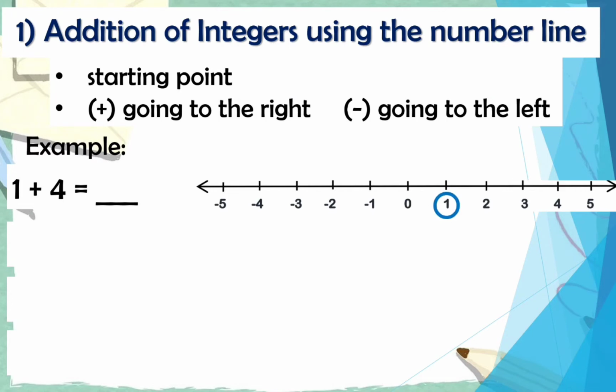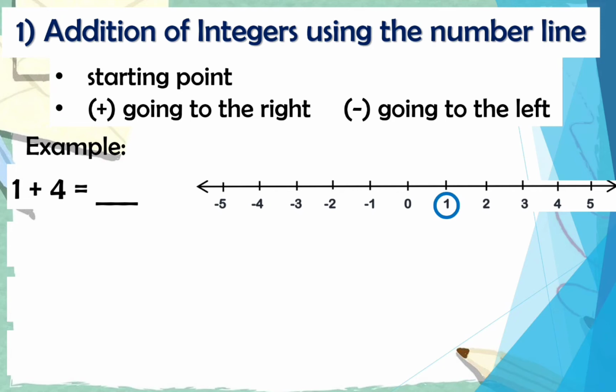Next, plus 4, we need to know the sign of the second addend. Alamin natin yung sign ng pangalawang addend. Ano ba ang sign ng 4 dito? That is positive. Now, dahil positive siya, saan ang direction ng movement natin? Is it going to the right or going to the left? Okay, katulad ng sinabi ko kanina, kapag positive, ang movement natin ay papunta sa kanan.